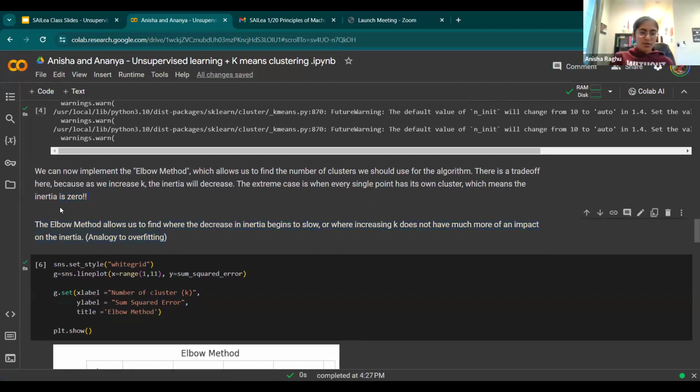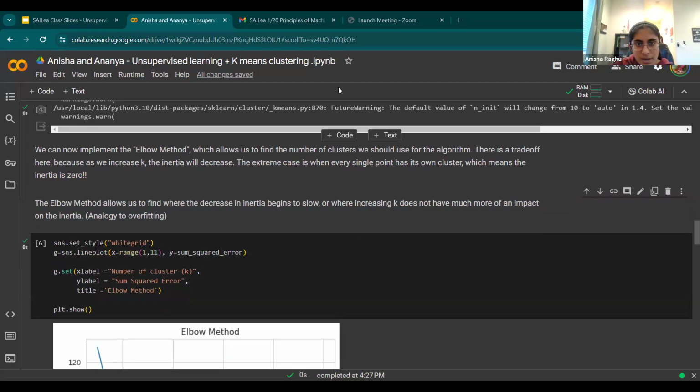And also, as we mentioned earlier, just to recap, this is very similar to overfitting in the sense that you don't want to have too many clusters, because that's when you'll have the inertia be zero, and that isn't really good when you're fitting an algorithm. So you want to find the k where the decrease in inertia begins to slow, but it's not too low of a number. Any questions here?